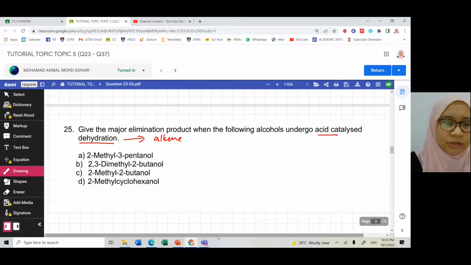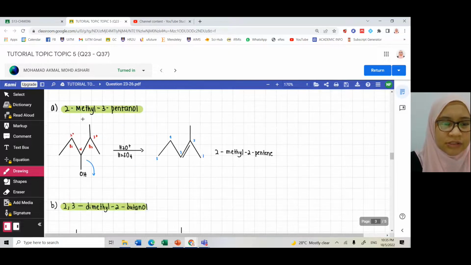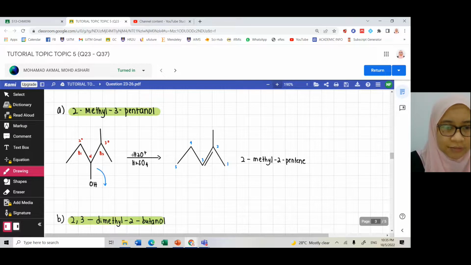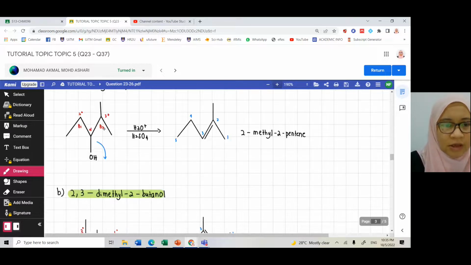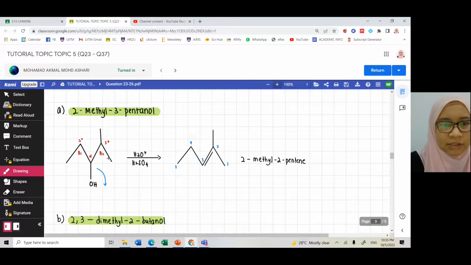location of the double bond formed later on. We are going to start with A first. This is 2-methyl-3-pentanol. Let's check, is it the correct structure for 2-methyl-3-pentanol? Yes. 1, 2, 3, 4, 5, we have 5 carbons there. At carbon number 2 we have a methyl group, and at carbon number 3 we have an OH group. So this is the correct structure of 2-methyl-3-pentanol.